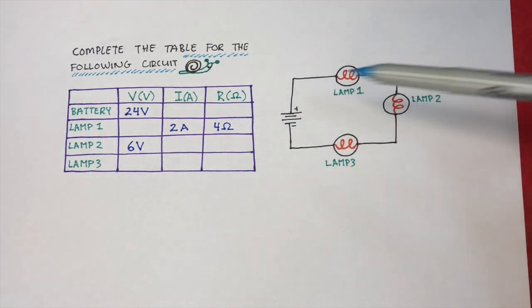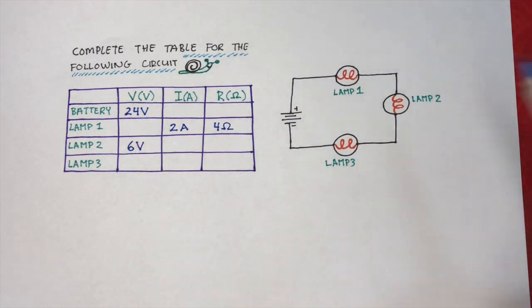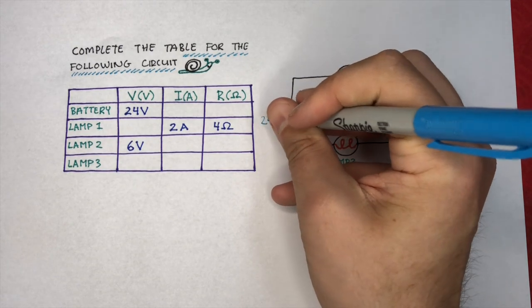Taking a look strictly at this table, we see that the battery is going to have 24 volts. So let's write that down on our diagram right here.